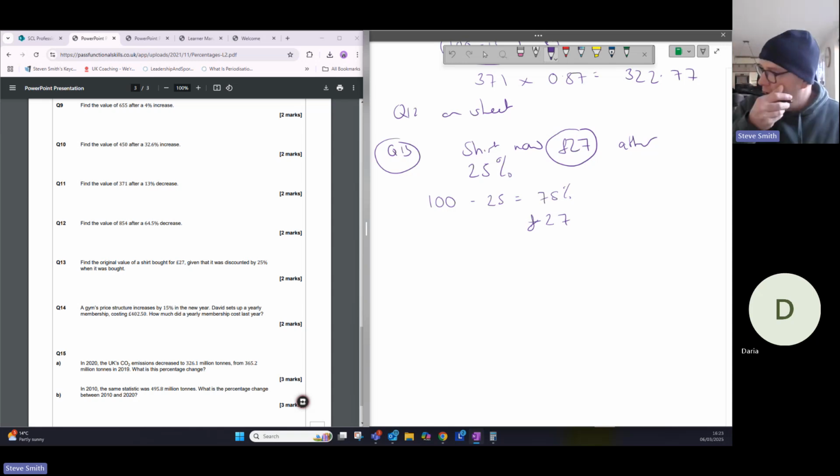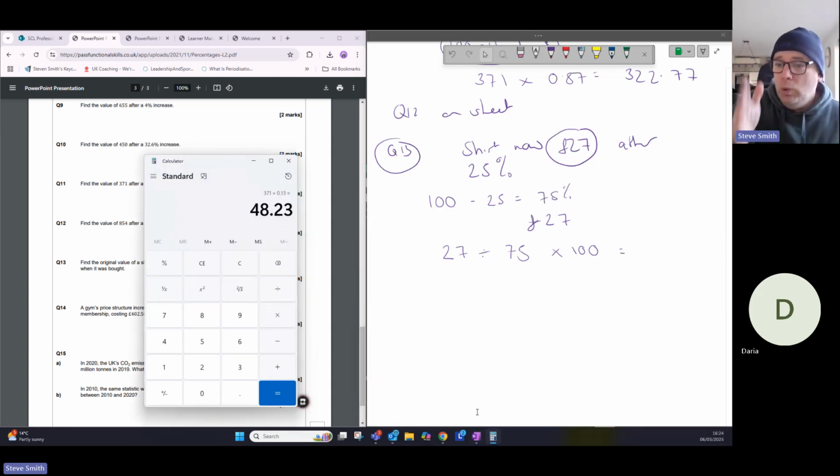So the way I do this one is I'm going to divide my £27 shirt by how many pieces. I'm going to say 75 now because it's still 75 pieces. Divide it by 75. And I know that it's 75% of its original value. And then I'm just going to times it by 100. So what you do with that one is you're almost splitting it into the equal parts after you've taken that percentage off.